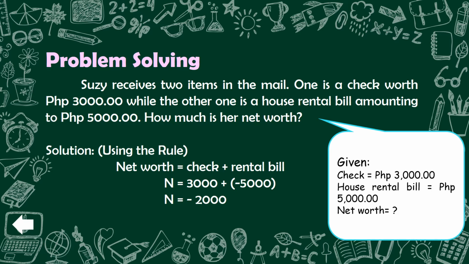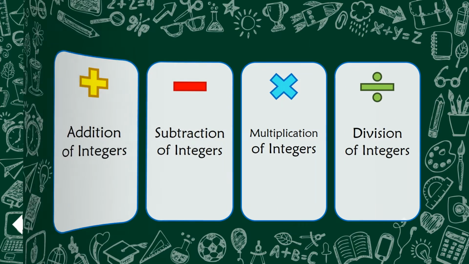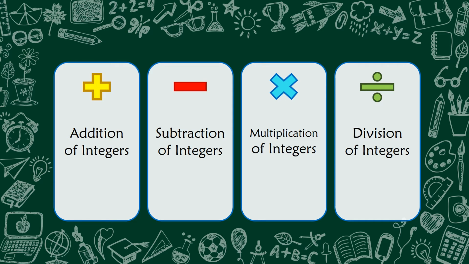So we will have N is equal to negative 2,000. How did it become negative 2,000? We subtract 3,000 from 5,000, and since negative 5,000 is greater in absolute value, we will follow the negative sign. Addition of integers was easy, right?